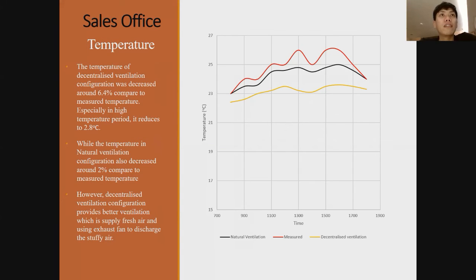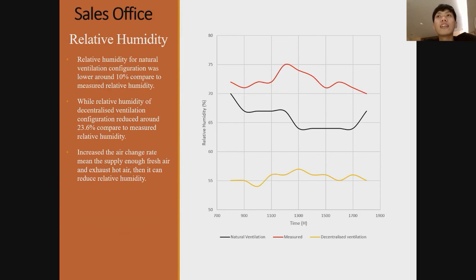For the sales office, in terms of temperature, the temperature of the decentralized ventilation configuration decreased around 6.4% compared to the measured temperature. Especially in the higher temperature period, it reduced by 2.8 degrees Celsius. The temperature in the natural ventilation configuration also decreased around 2% compared to the measured temperature. However, the decentralized ventilation configuration provides better ventilation, which supplies fresh air and uses an exhaust fan to discharge the stuffy air.